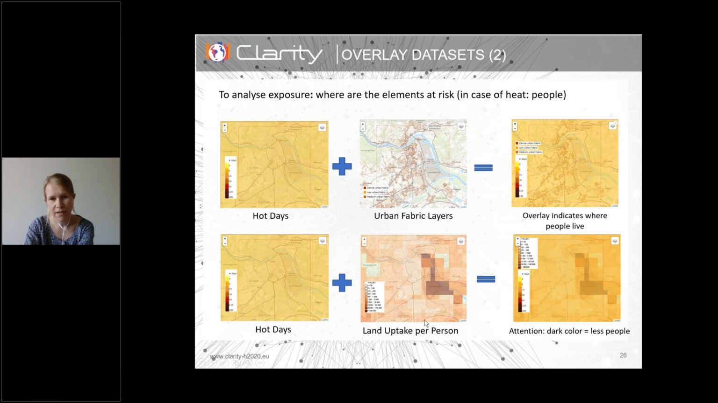It's also possible to take other layers that are available on the Copernicus website, like the land uptake per person. And here one just has to be careful that the darker color illustrates the areas where fewer people are. Okay, and here it's obvious, here is where people live, so they will be affected by heat.